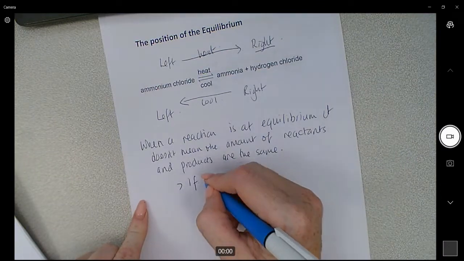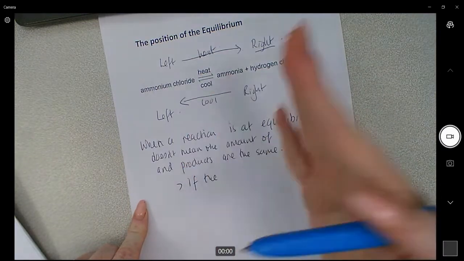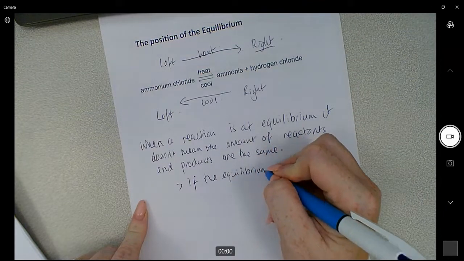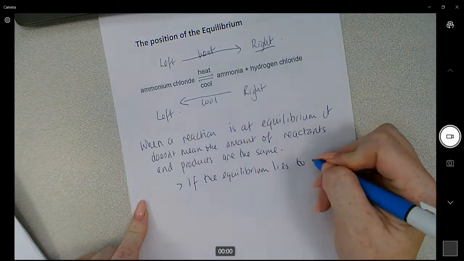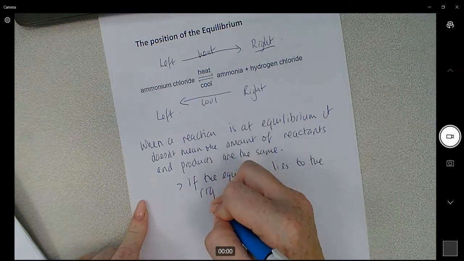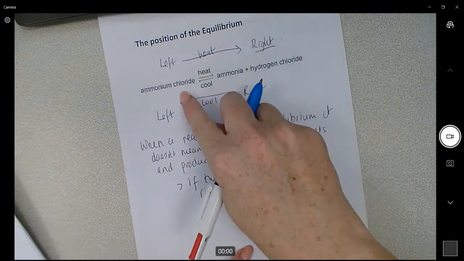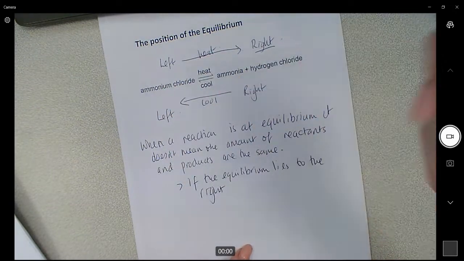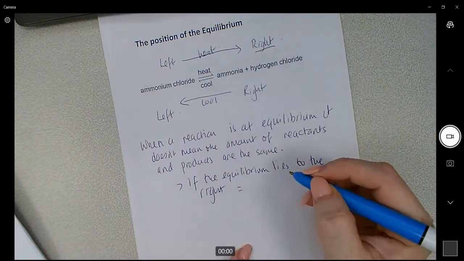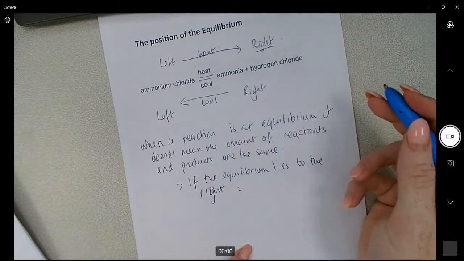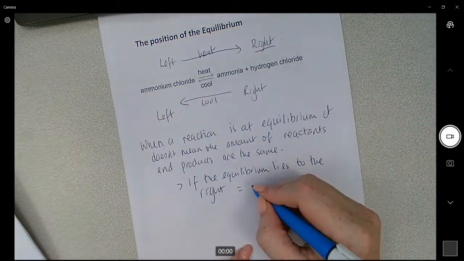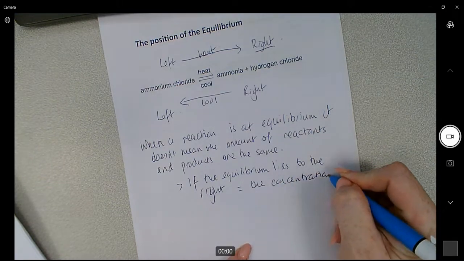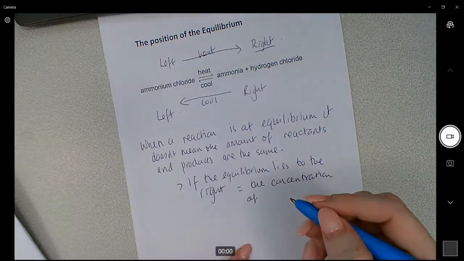So if the equilibrium lies to the right, okay, so heat's been applied in order to shift and break down the ammonium chloride to form these two products here. Then what I'm saying essentially is the concentration of the products is greater than that of the reactants. Okay, so the concentration of the products would be greater than the reactants.